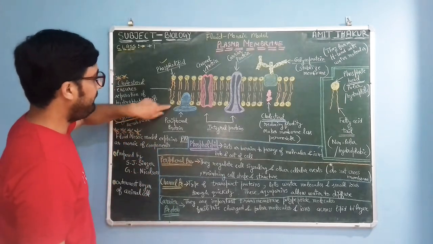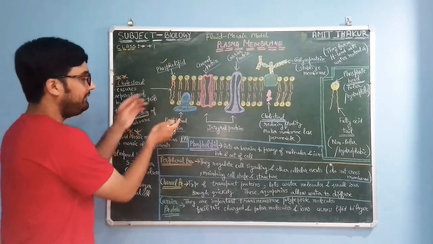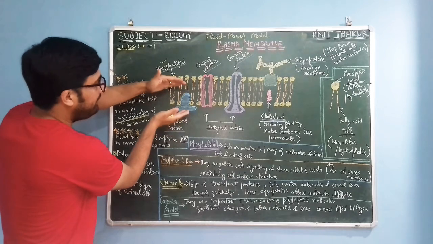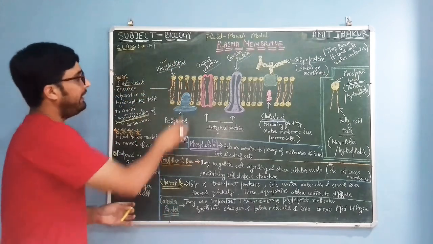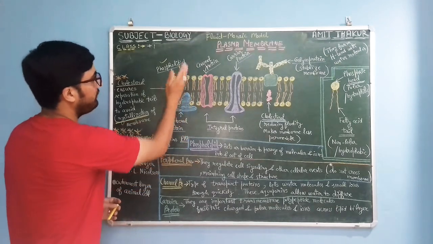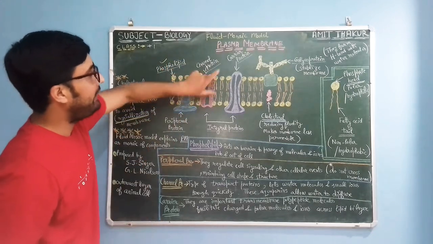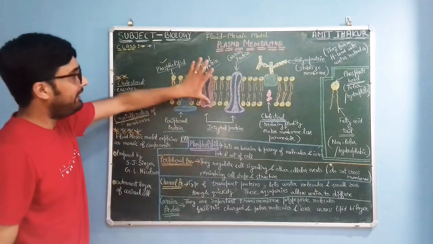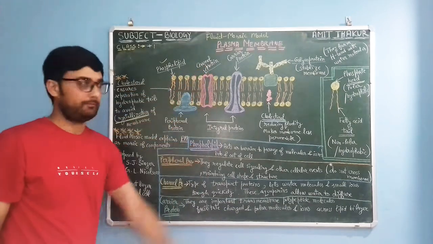Here you can see the peripheral protein. This peripheral protein, do remember, is present on either side of the phospholipid bilayer, either this side or this side. This peripheral protein does not cross the whole of the membrane like these channel proteins and carrier proteins. They are sandwiched between the lipid bilayer.